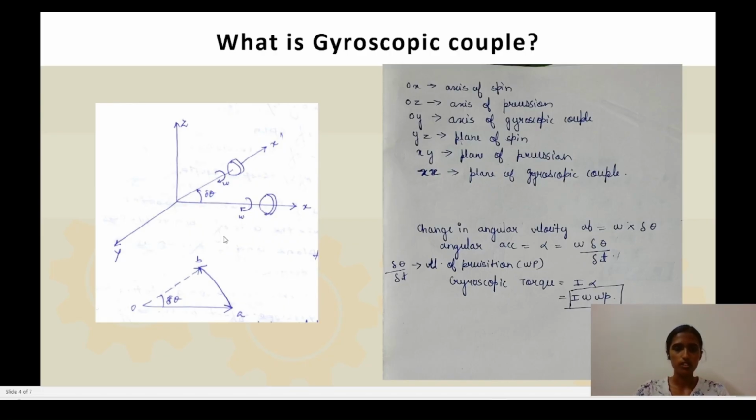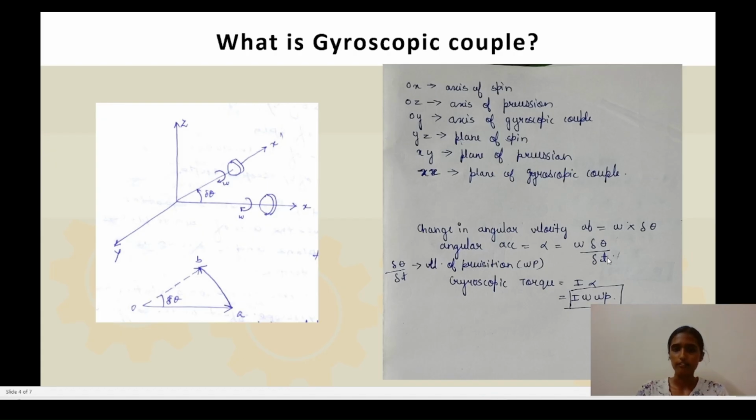The below figure shows the vector representation of the same. OA represents the angular velocity vector when the axis is OX, and OB represents the angular velocity vector when the axis is changed to OX dash. This change in the angular velocity is clockwise when we view from A towards B. This change results in the angular acceleration. Now the change in angular velocity will be given as omega into del phi by del t.